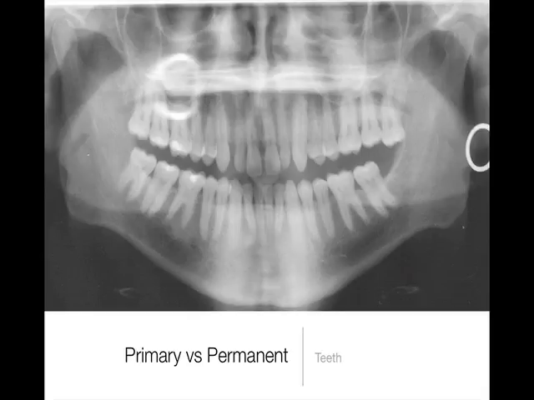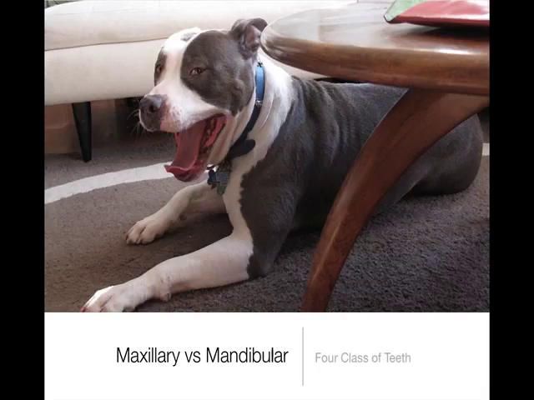The primary teeth include 10 that are usually in the upper jaw, and the other 10 are in the lower jaw. In our permanent teeth, 16 are found in the upper jaw, and the other 16 are in our lower jaw. Teeth in our upper jaw are called the maxillary teeth, and the upper jaw is known as the maxilla. And teeth in our lower jaw are called the mandibular teeth, and the lower jaw is known as the mandible. We have four classes of teeth. These include incisors, canines, premolars, and molars.